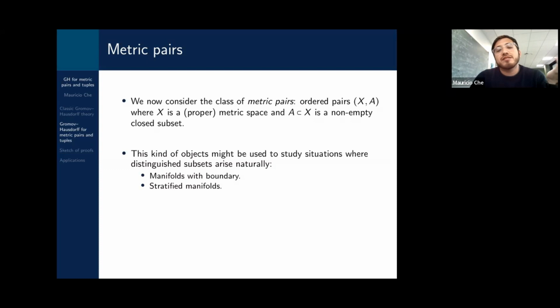This kind of object might be used to study certain situations or phenomena where distinguished subsets arise in a natural way. For example, if one is studying manifolds with boundary, or stratified manifolds, or manifolds with some action, where you're looking at points with a certain kind of orbit. There could be many other examples that I don't know, but I think it's a situation that might appear in different places.